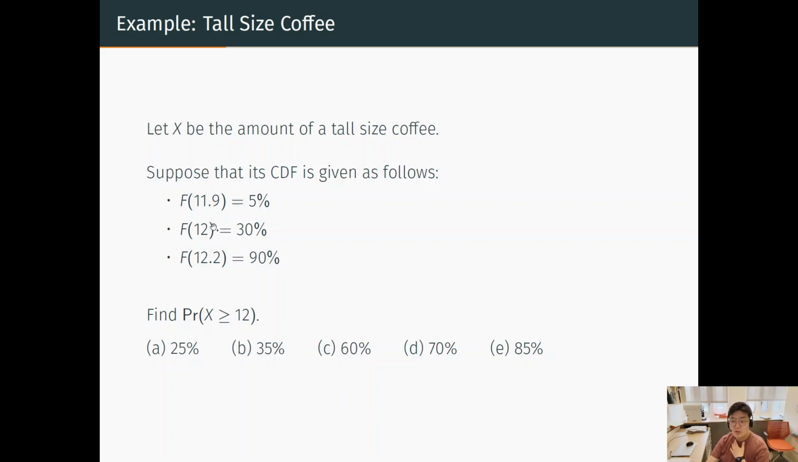But then how can you calculate probability greater than something? Yes, we actually can. So think about this. How can you calculate probability greater than 12 based on these three pieces of information? The idea is we know the probability smaller than 12 is 30%, then automatically the probability greater than 12 should be 70%.